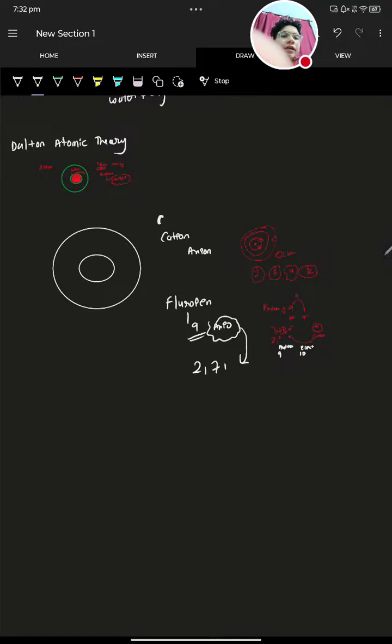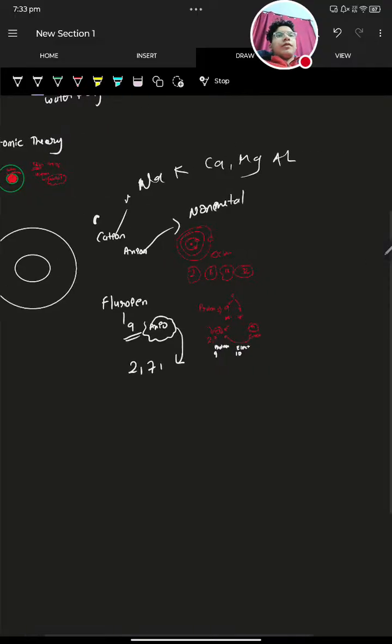Anions are basically your nonmetals, like, as I told you, fluorine, oxygen, nitrogen. Those are your nonmetals, and cations are metals like sodium, potassium, calcium, magnesium, aluminum, your iron. Sorry, Fe.